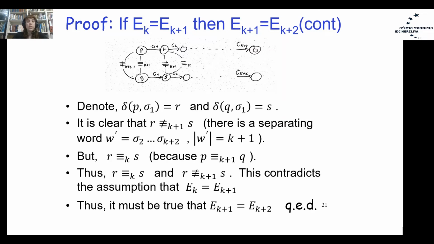Thus, R is K equivalent to S, and R is not K plus 1 equivalent to S. This contradicts the assumption that EK equals EK plus 1, since we found two states that are K equivalent and two states that are not K plus 1 equivalent. That means that we contradict the assumption that EK was equal to EK plus 1. Thus, it must be true that EK plus 1 equals EK plus 2.